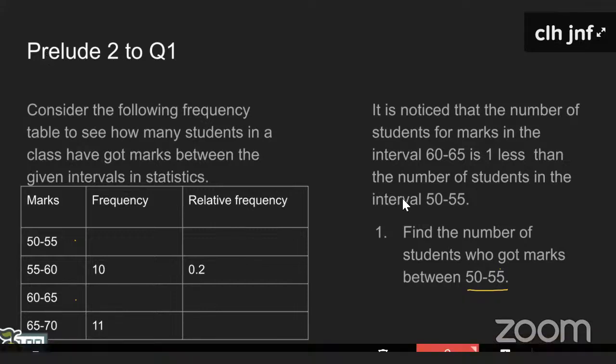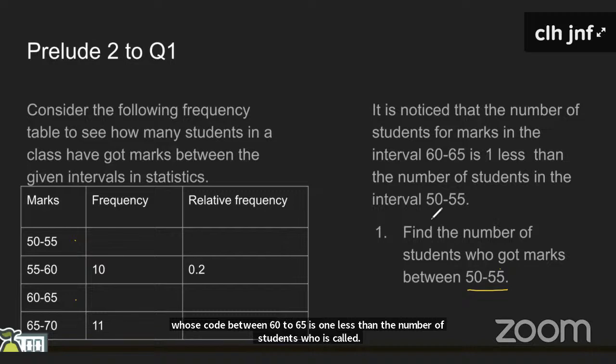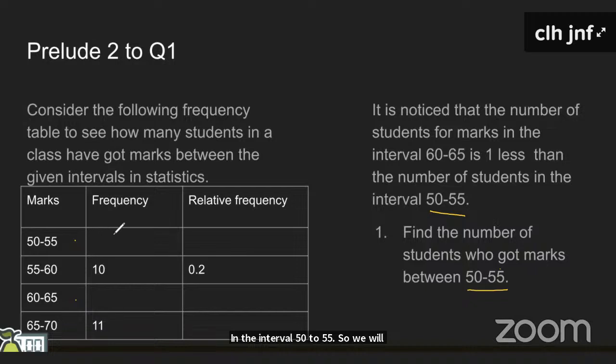So here, it is given that the number of students who scored between 60 to 65 is one less than the number of students who scored in the interval 50 to 55. So let's say the number of students who scored 50 to 55 is X, and for 60 to 65, it is one less, so I will say it is X minus 1.